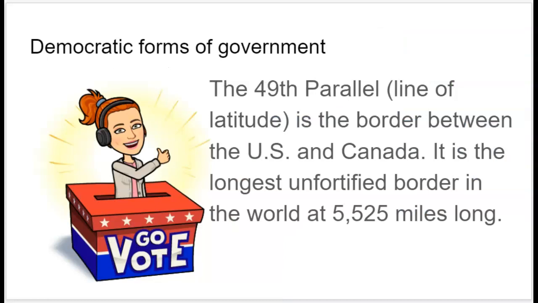The United States and Canada both have democratic forms of government, which has made for a long history of being good neighbors. The 49th parallel marks the border between the U.S. and Canada and is the longest unfortified border in the world. It's 5,525 miles long.